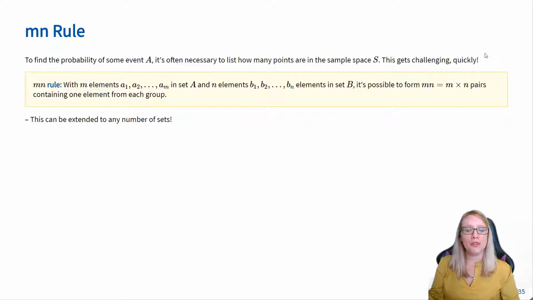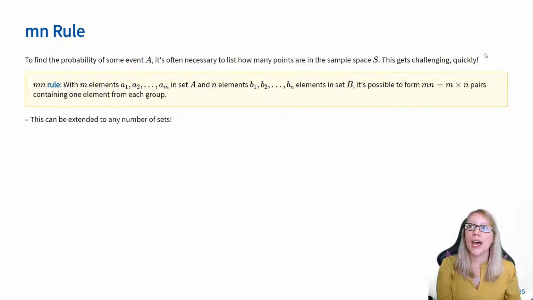So now that we've got those two rules under our belt, let's think about some ways that we can count up the number of possible options. We're not always going to have situations like the last banana or rolling a die. It becomes difficult to count possibilities very, very quickly. So one way we can count the number of ways that something can occur, or the number of outcomes in a sample space, is with the MN rule.